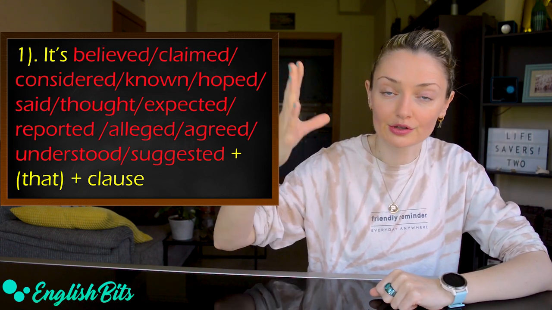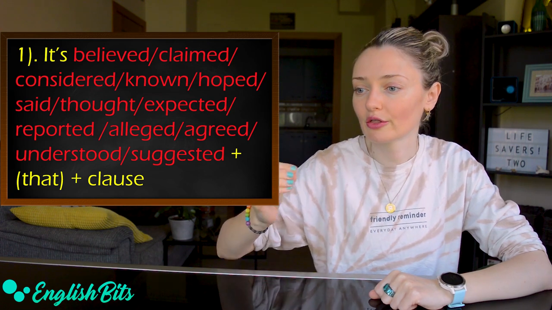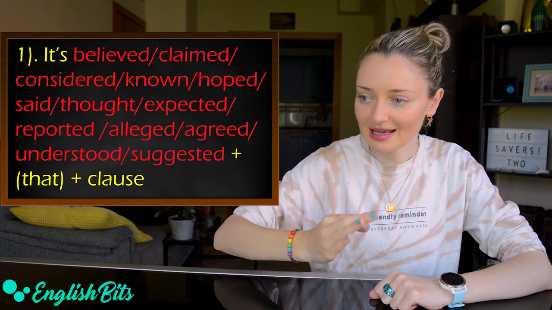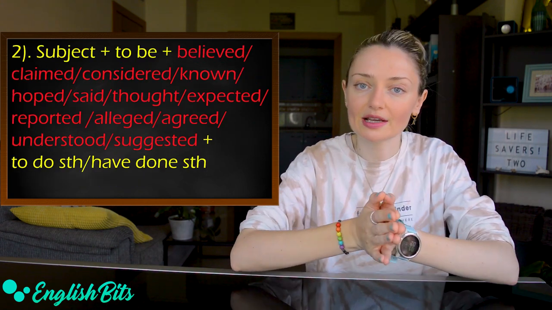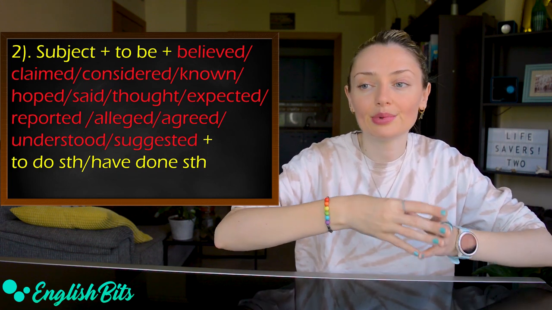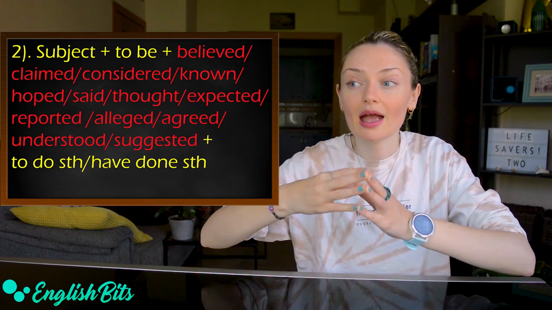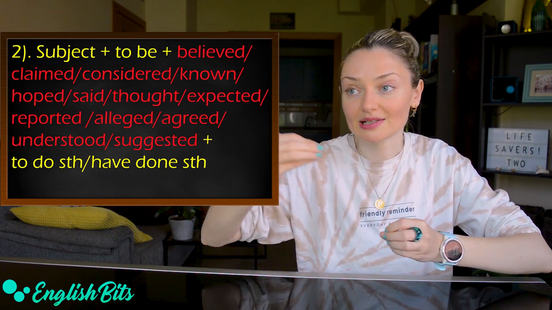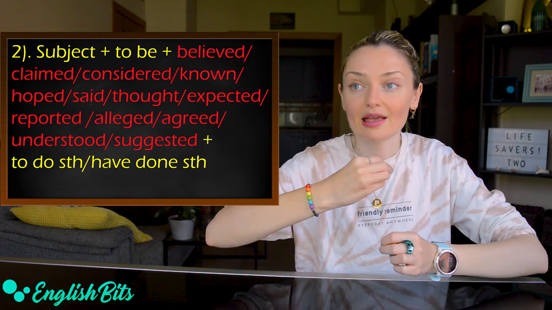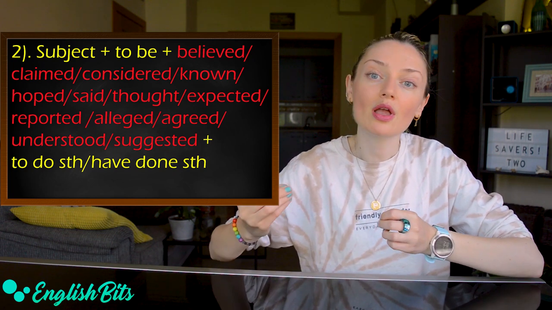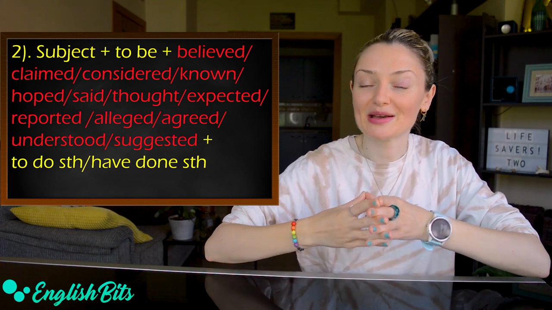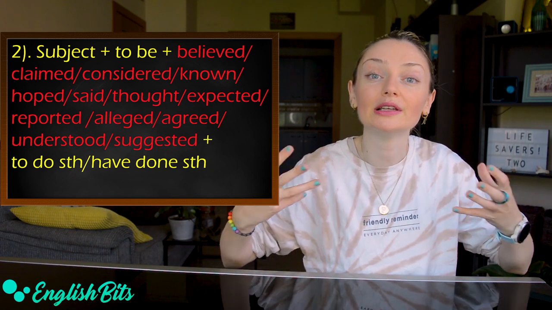This is the first option. Something is thought, something is understood, something is said, etc. And the second option is to use a subject plus the verb to be plus a reporting verb and plus to plus infinitive if it's present, or to plus have plus past participle if we refer to the past. So now we're going to look at some examples in order to see it more clearly.